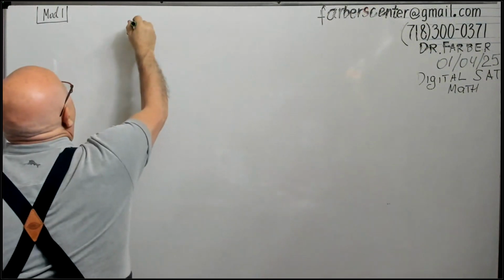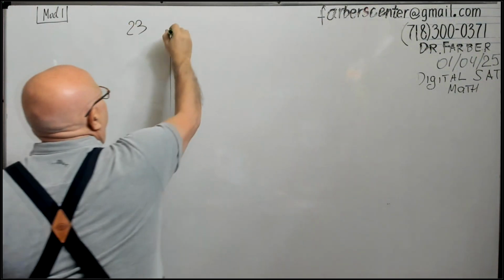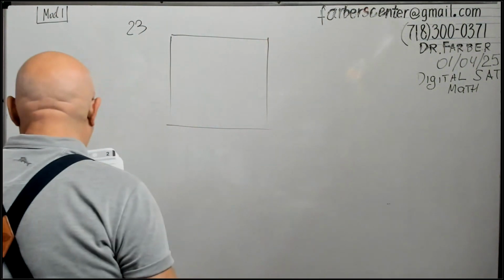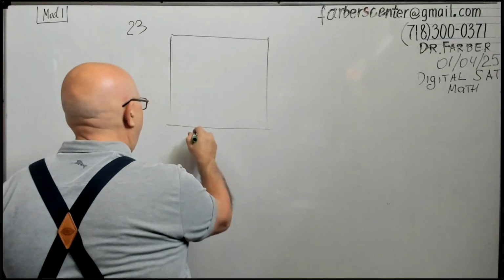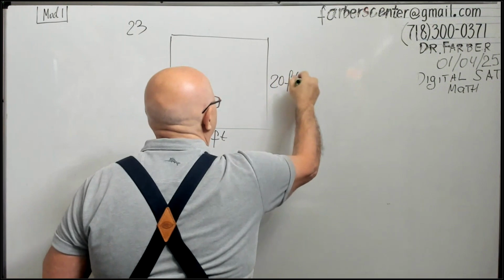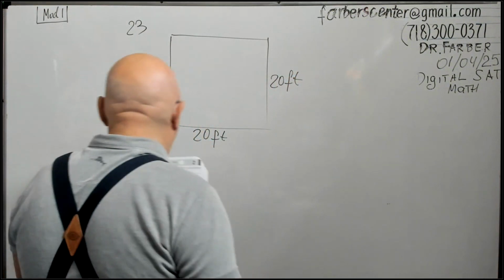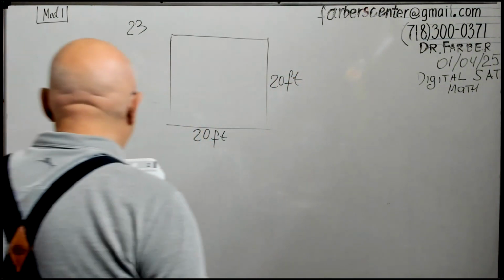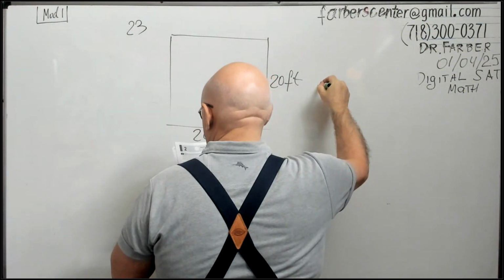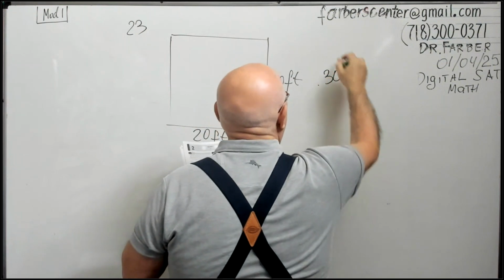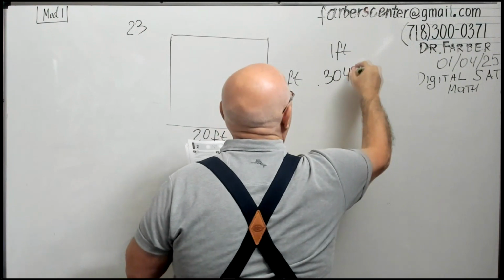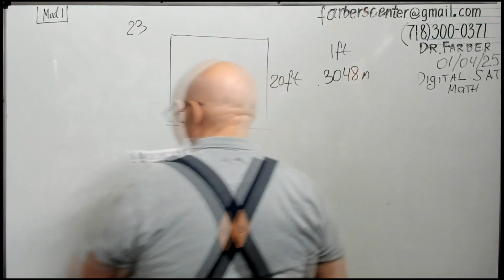For 23, they give a square. The dimension of the square is 20 feet, and 1 foot equals 0.304 meters. Okay.